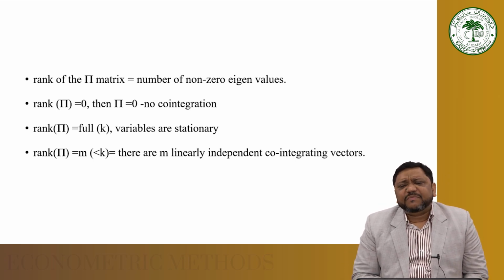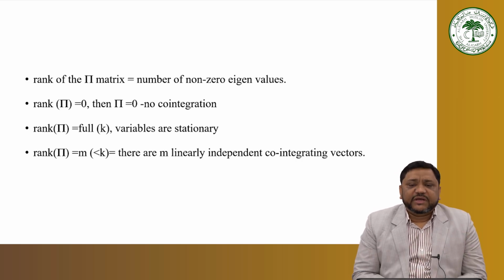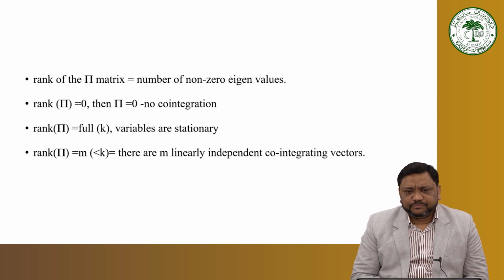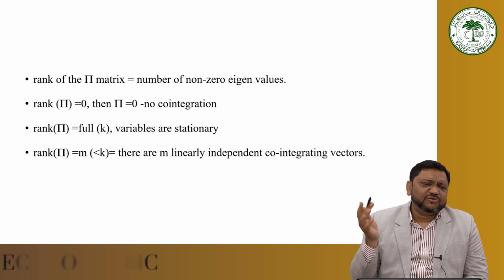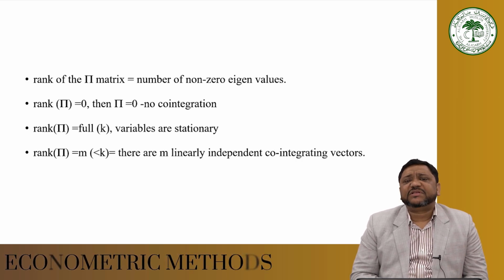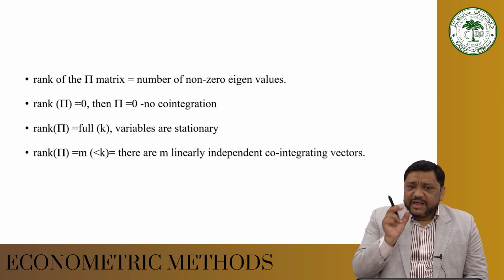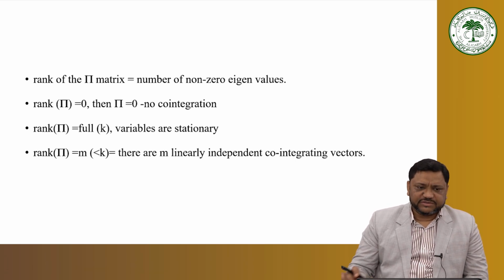Mathematically, the rank of this pi matrix is equal to the number of non-zero eigenvalues. If the rank of pi is equal to 0, that is, pi is a null matrix, then there is no cointegration. If the rank is equal to full k, then all the variables are stationary and we can simply use a VAR. And if the rank is equal to m, given that m is less than k, then there are m non-zero eigenvalues, and so there are m linearly independent cointegrating vectors.